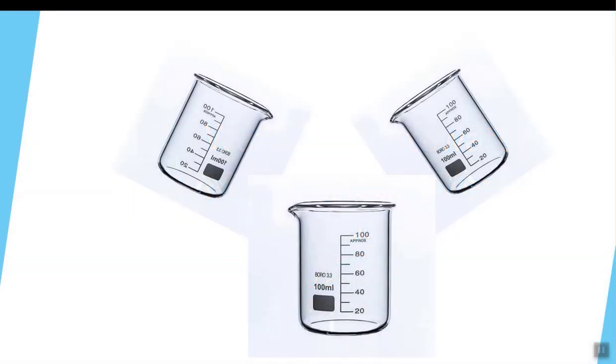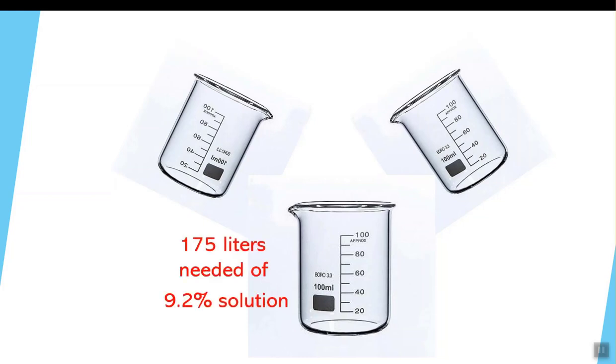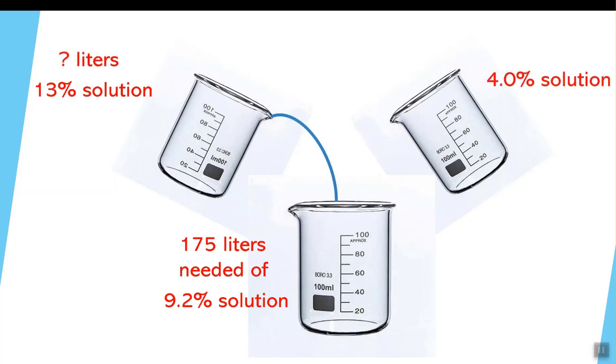So here's a visual picture of what we're going to be trying to solve in today's example. Notice we need to make 175 liters of a specific solution, 9.2%. Now we're going to add to that a 13% solution of unknown volume. That's what we're trying to find. We're going to water that down, we're going to dilute that with a 4% solution. But again, we don't know how many liters of that.